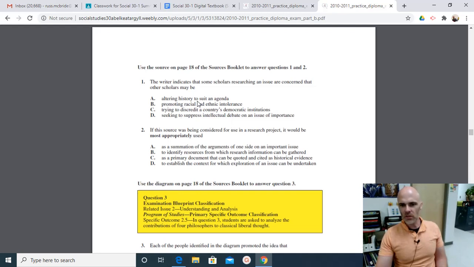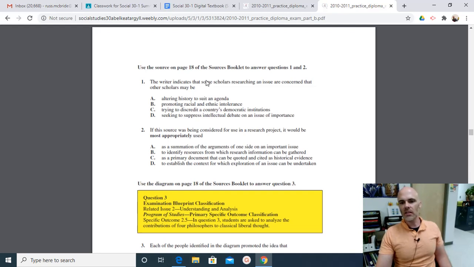Is altering history to suit an agenda different than promoting racial and ethnic intolerance? I believe it is. So if it's stuck between these two, I'm going to pause and say, what would that look like? Language-wise, what would that look like? Trying to discredit a country's democratic institutions. Again, this is distinctively different than that and that. Seeking to suppress intellectual debate on an important issue. So I might highlight key things like suppress debate, discredit democracy, promote intolerance, alter history. Let's go back and see what it is.